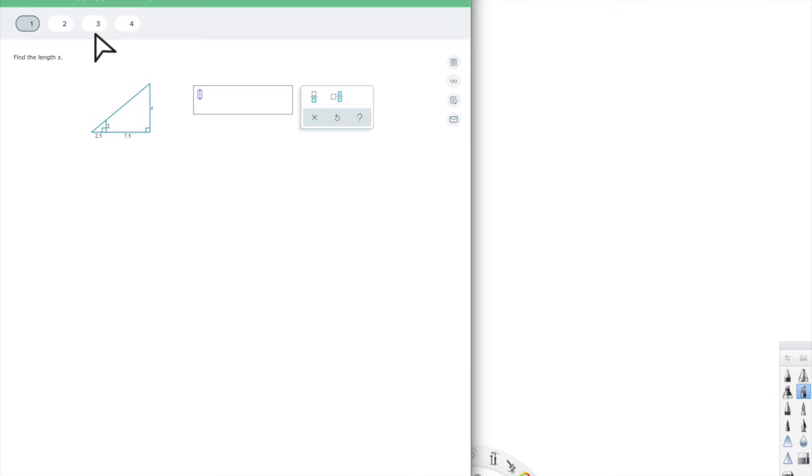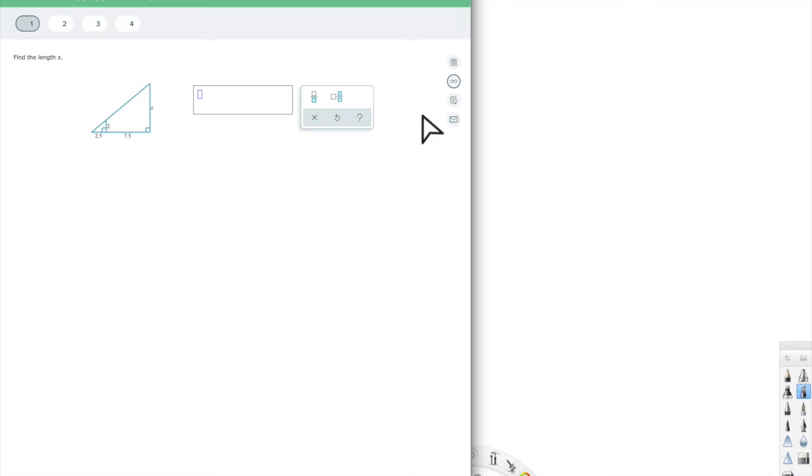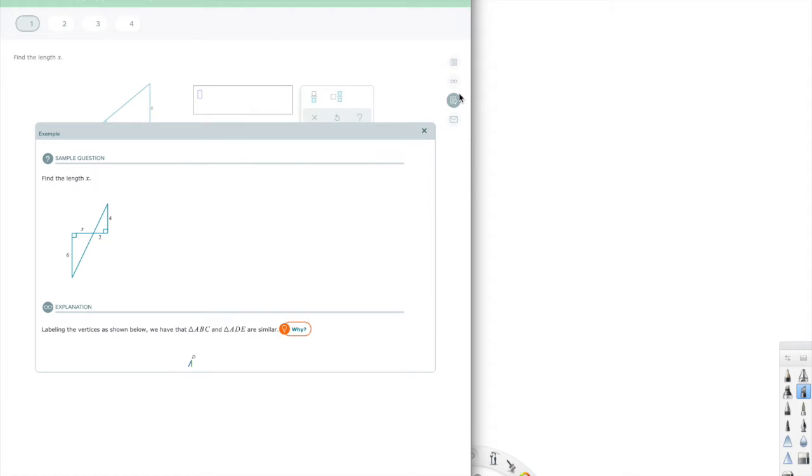On the right hand side here, we always have explanation, example, and message center. Sometimes the calculator is there, so it's there for this one. Explanation tells us we're going to lose our current question attempt because it's going to give us the answer to this question. So it's not going to give us the answer and then let us come type it in. That's not how this works. Explanation does in fact give us an explanation very similar to what it is we're looking at.